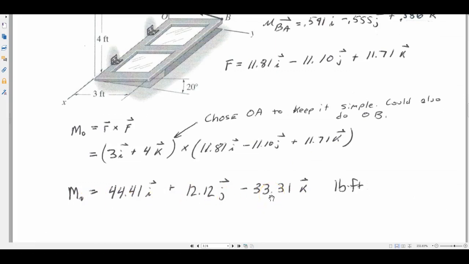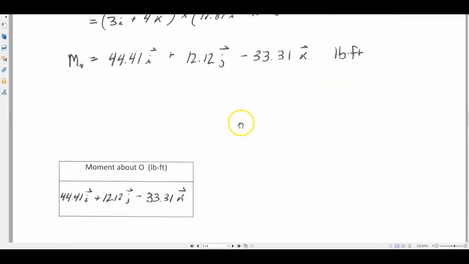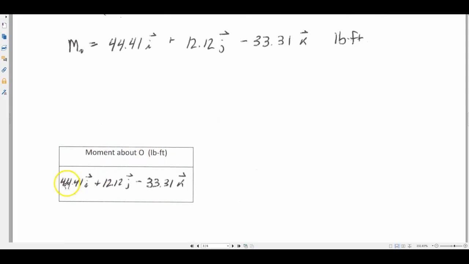Now, remember, this is a totally acceptable answer for a moment about O. It has IJK components. If I asked for the magnitude of the moment about O, you'd have to take the square root of the squares here: the square root of 44 squared plus 12 squared plus 33 squared, roughly. And you would get the magnitude of the moment. But this is totally fine. IJK components, good answer, and there it is. Moment about O, pound-feet, there you go.